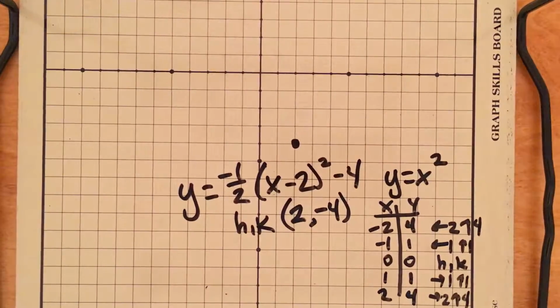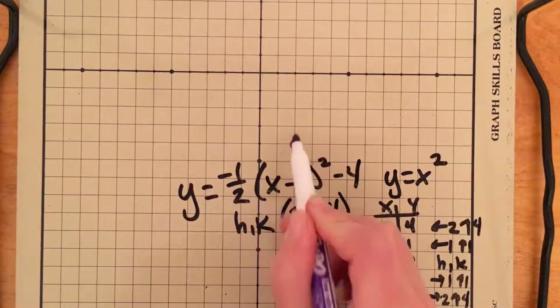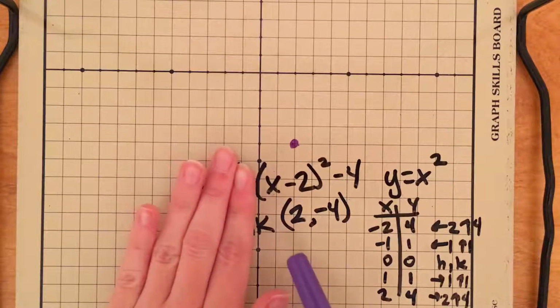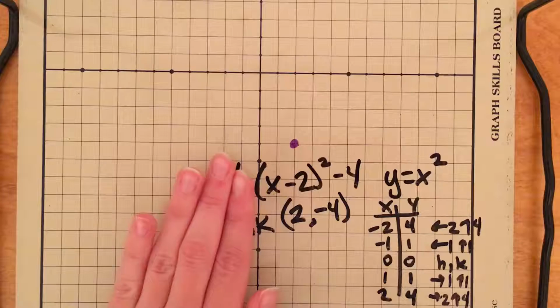I'm going to use purple, actually. Maybe you'll see that a little better. So put that back here. Here's our HK point. And so from our HK point, if this was just that graph with no stretch factor, or a stretch factor of 1, I would do exactly what it says down here.